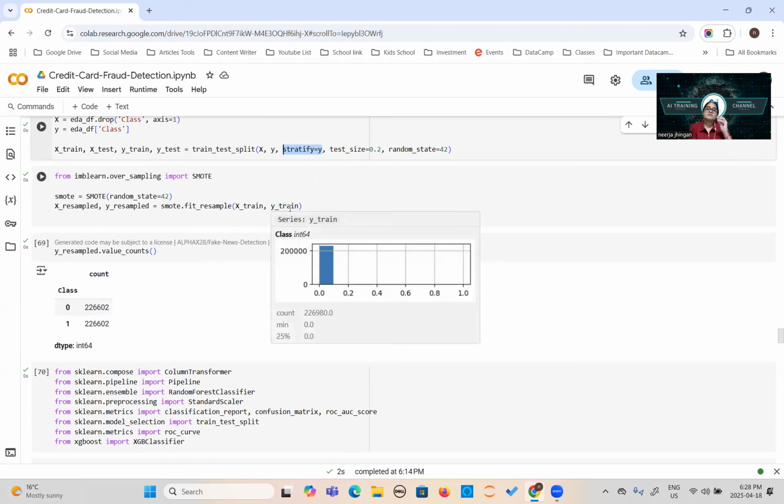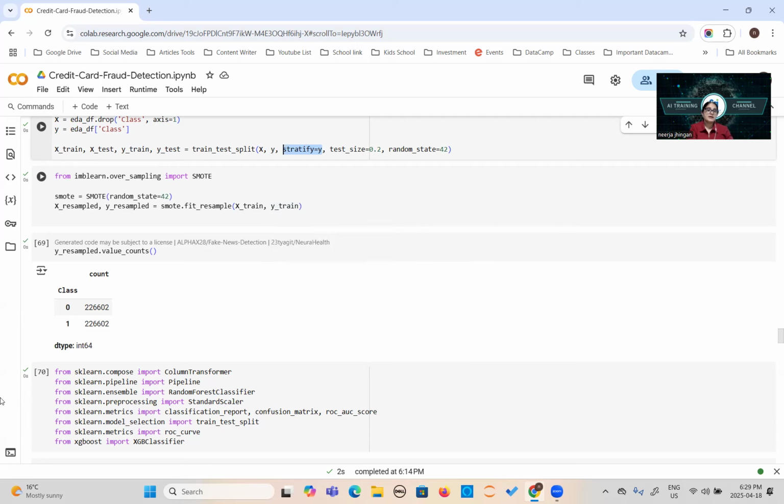Just keep in mind that whenever you use the SMOTE method, it is only applicable on the train data. We never fit it on the test data, otherwise there will be data leakage. Now our classes are balanced. Previously, it was only 17%. Now it is 50-50.